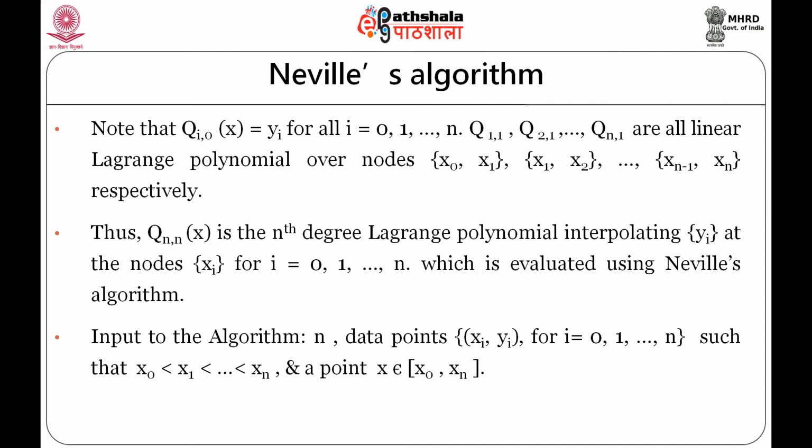So, we take distinct data points and a point x at which we want to estimate the value of y. That point should be within the interval x_0 to x_n, because we are writing it in increasing order, where x_0 is the first value and x_n is the last value.